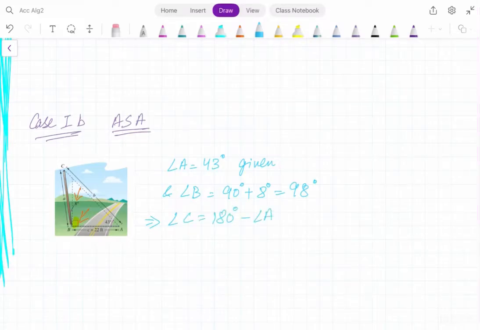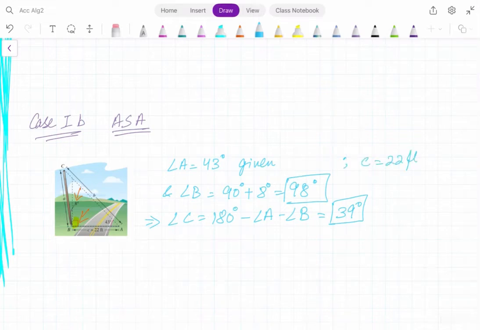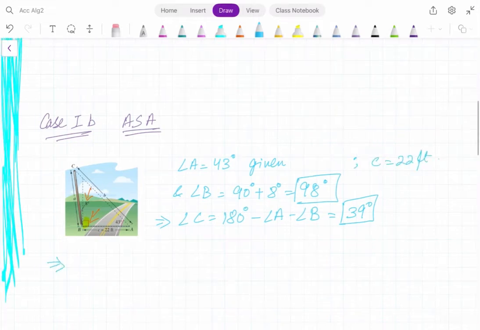If you just take 90 degrees, then it is not the oblique triangle. Remember, the oblique triangle implies no right angle. So that will give me angle C as 39 degrees because two angles are given. I can find the third angle. And side C is also given, 22 feet. So we need all the sides.